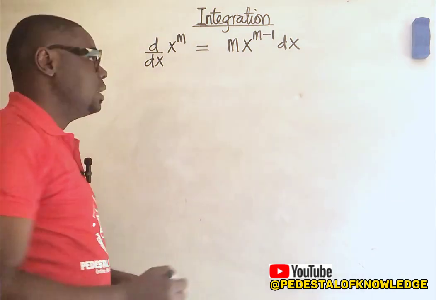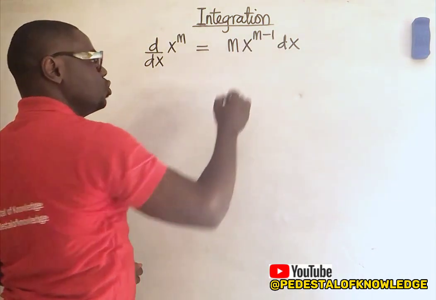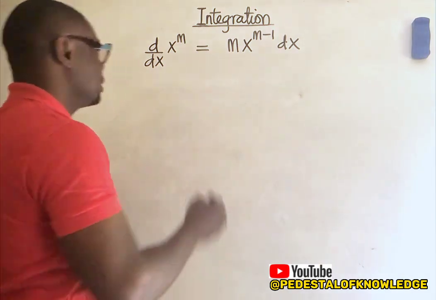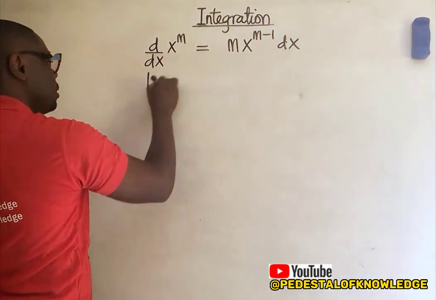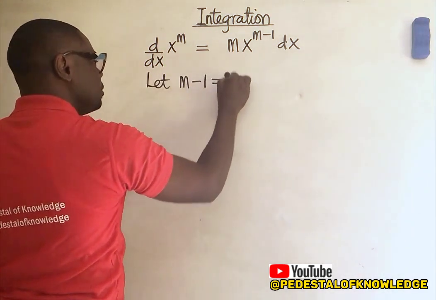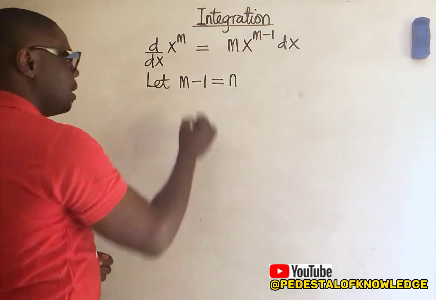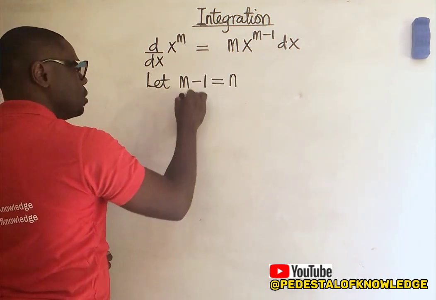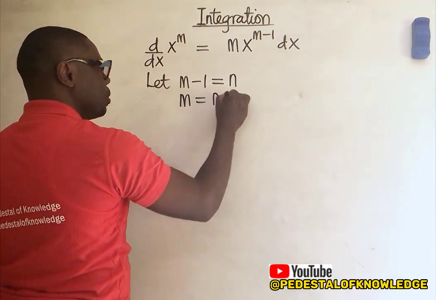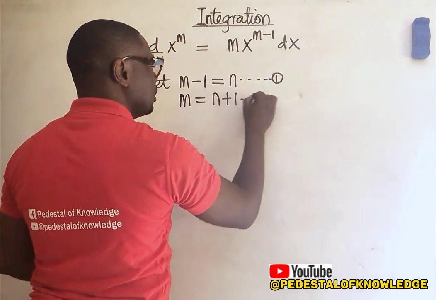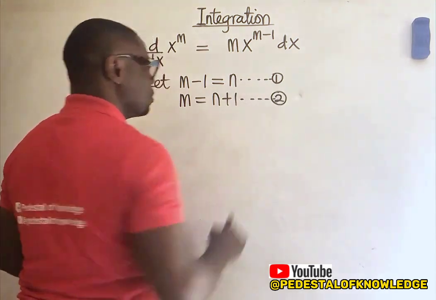Now, suppose we let m minus 1 be equal to an arbitrary parameter, say n, for instance. So we have let m minus 1 equal to n. When we transfer minus 1 to the right-hand side of the equation, we have m equal to n plus 1. Let's call this equation 1 and this equation 2.